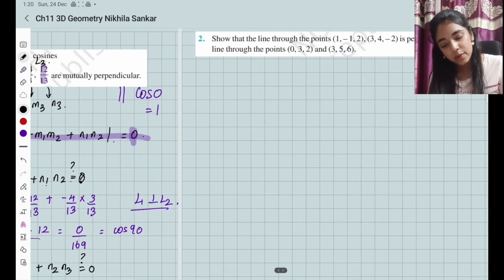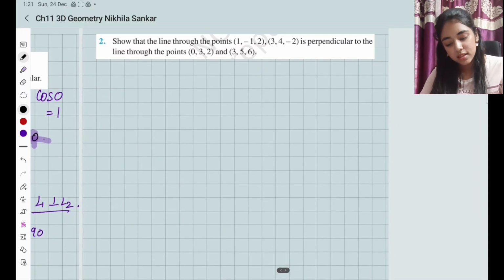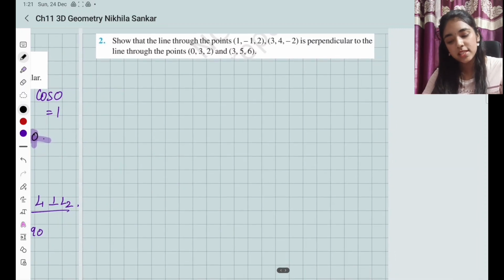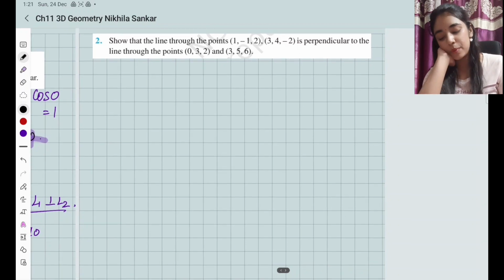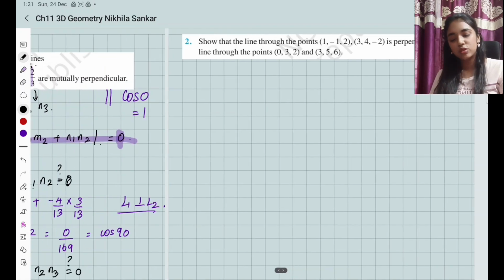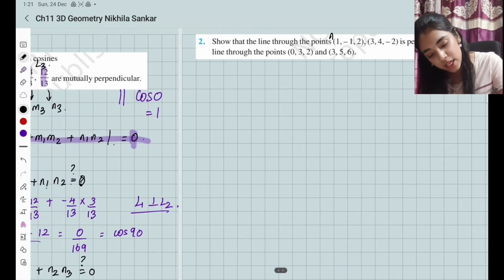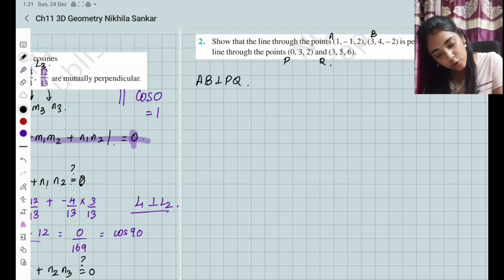Now, question number 2. Show that the line through the points (1, -1, 2) and (3, 4, -2) is perpendicular to the line through the points (0, 3, 2) and (3, 5, 6). What has been given? Two pairs of points. So let this be A, B and let this be P, Q.